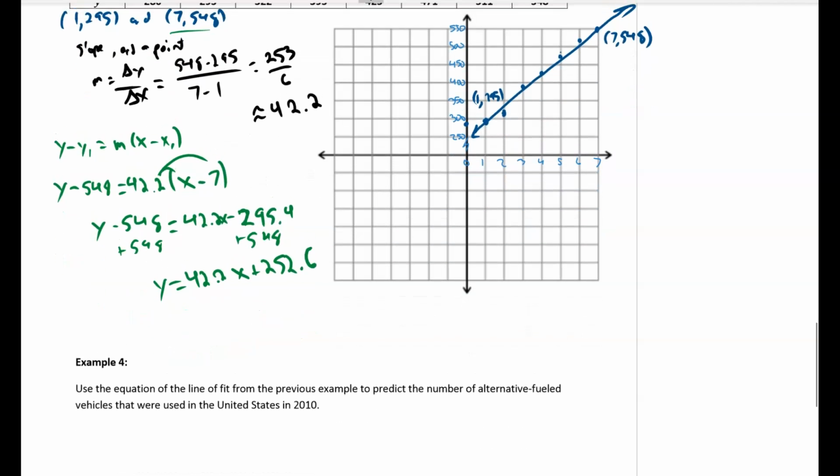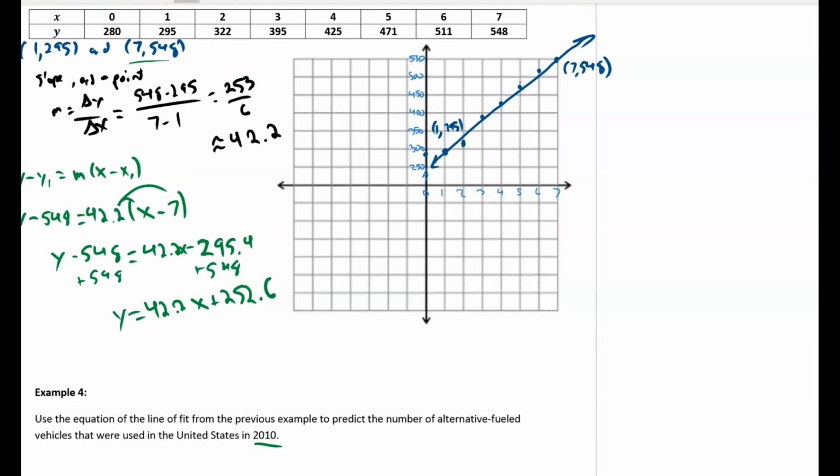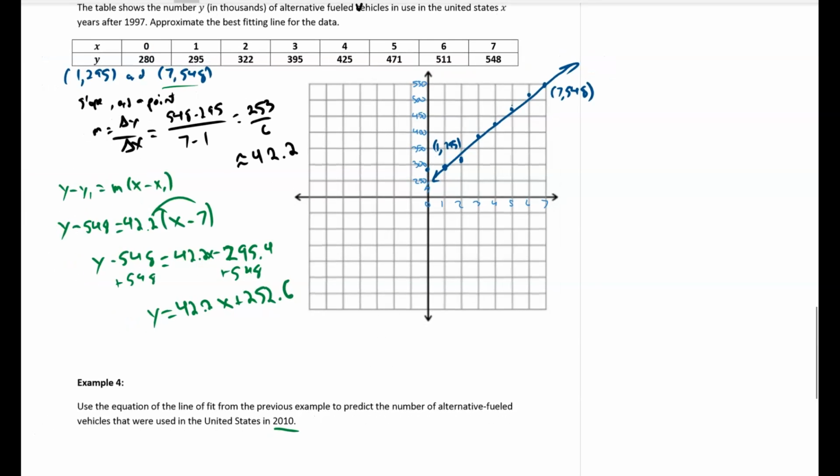Okay, so using this equation, in example 4 here, using this equation we just created, we want to predict the number of alternative fueled vehicles that were used in the United States in 2010. Remember x stands for your years, but you want to be careful. It's not your years in terms of the year you're given. Remember your x values are in terms of years since 1997.